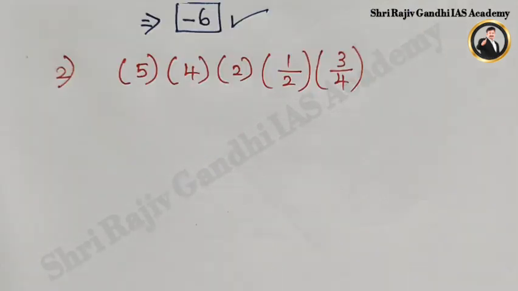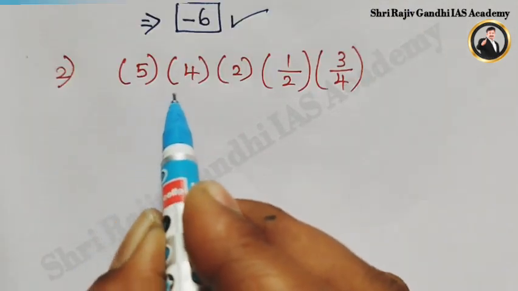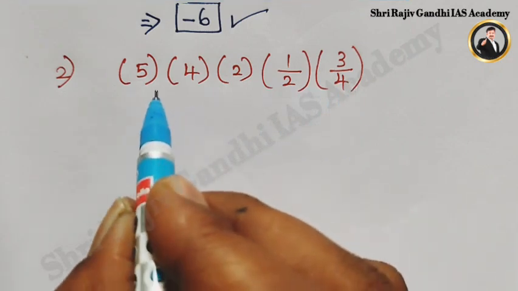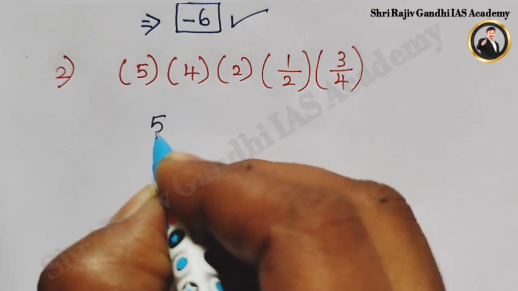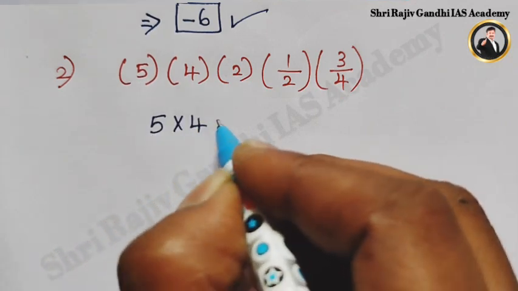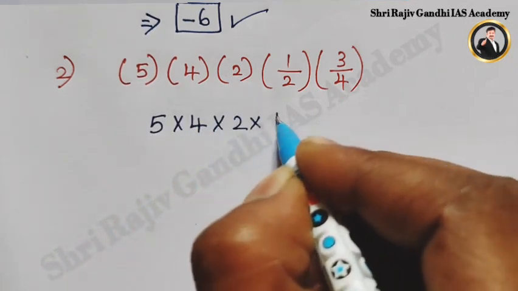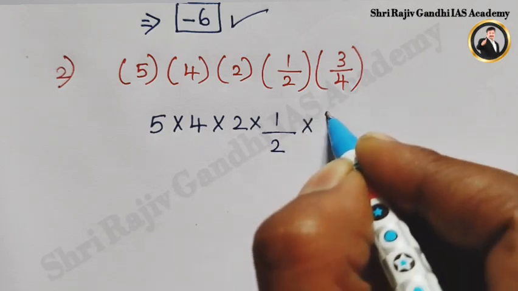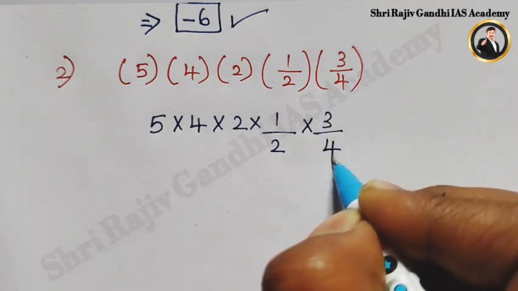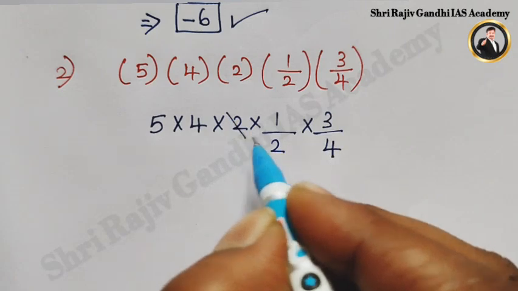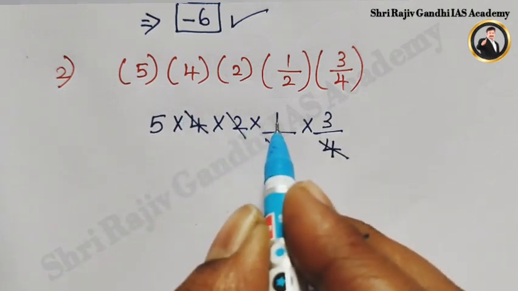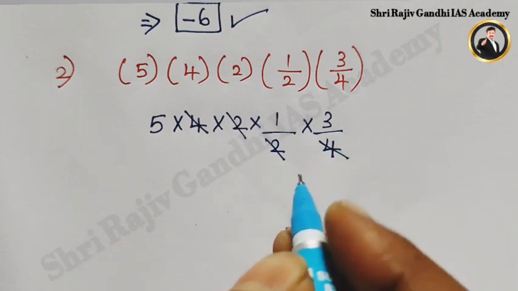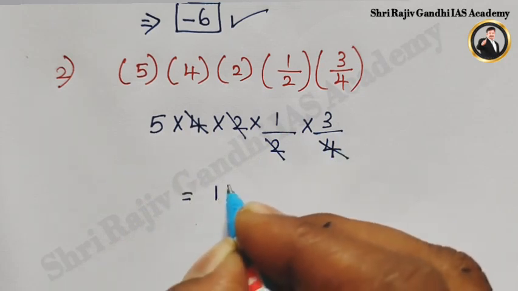Okay. The next sum, here also the same bracket sum. All the brackets come without plus and minus symbols, only multiplication. So what we have to do means 5 into 4 into 2 into 1 divided by 2 into 3 into 4. We have to do the cancellation process. So 4 and 4 get cancelled, 2 and 2 get cancelled here. Remaining we have to do the multiplication. 5 ones are 5, 5 threes are 15. So here 15 is the correct answer.